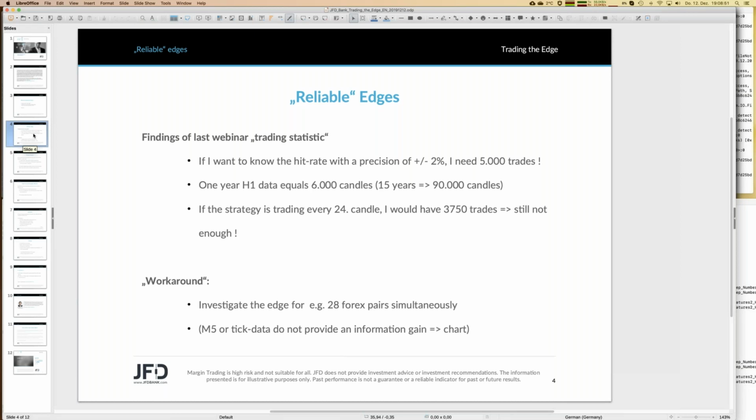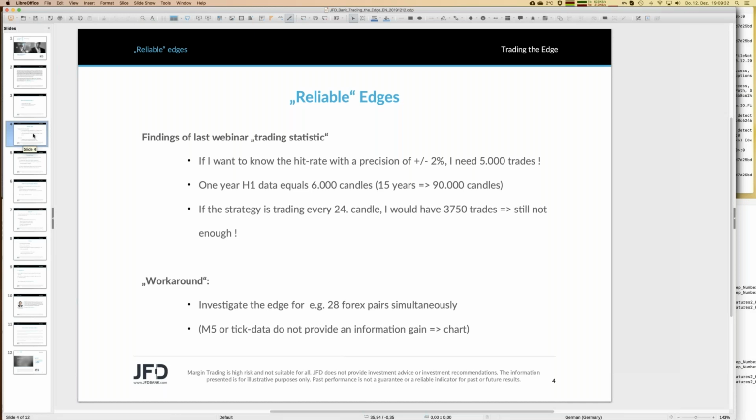So if we want a really good measurement, and you know I'm a physicist, so I talk about precision and measurements, for a measurement of plus minus 2% we would need 5,000 trades. Now let's compare with the number of candles in historical data. For 1 year of H1, so hourly candles, we would have 6,000 candles. In most cases my historical data starts in 2004, so I have 15 years. That multiplies to 90,000 candles.